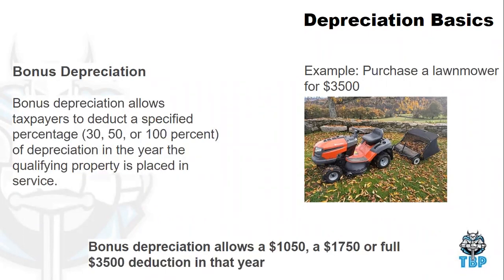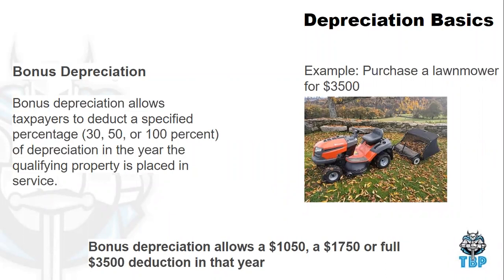There's also bonus depreciation. Bonus depreciation is very similar to the Section 179 deduction, but it's a little bit more lenient in what you can do. You can take a specified percentage, 30, 50, or 100% of that depreciation. So you could just take a little bit more in that first year if you wanted to. So again, tax planning. Well, I'm having a fantastic year this year, but I might again next year. You might want to consider bonus depreciation. That allows you to take a certain percentage of that depreciation, up to 100%, for that one lawnmower.